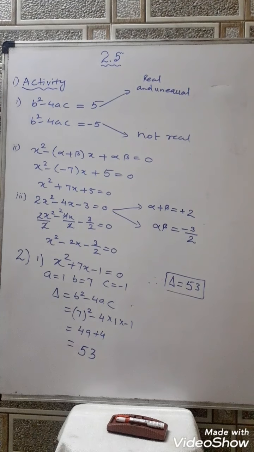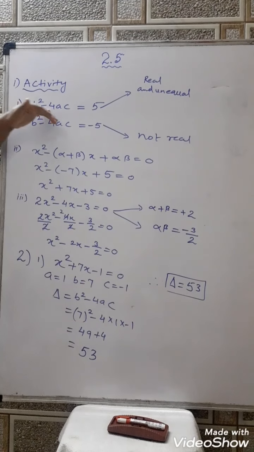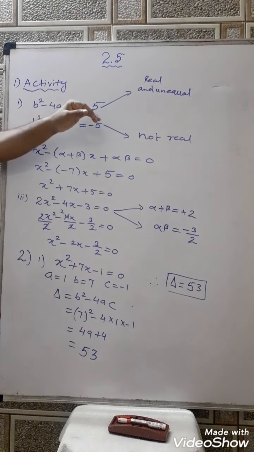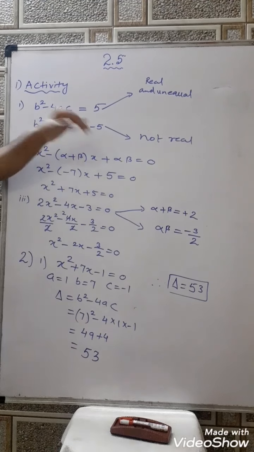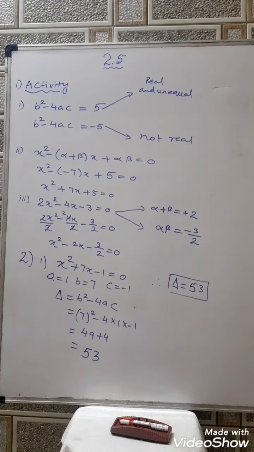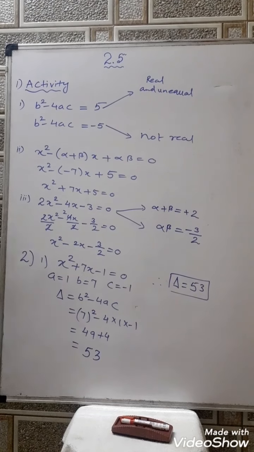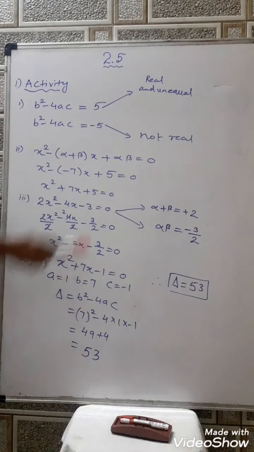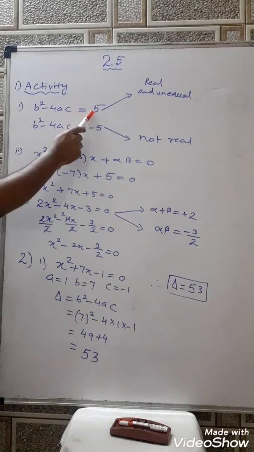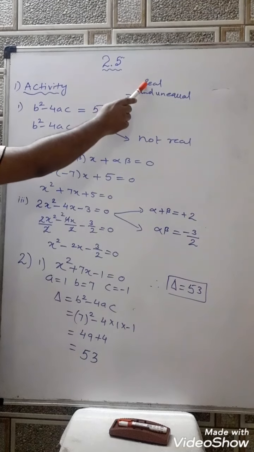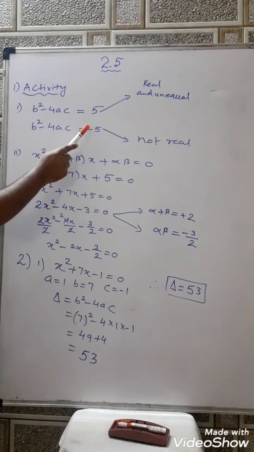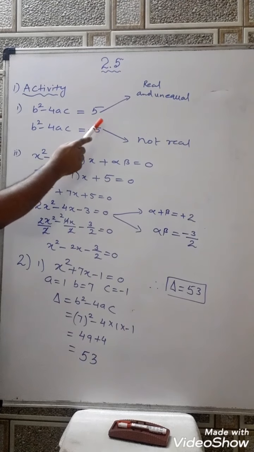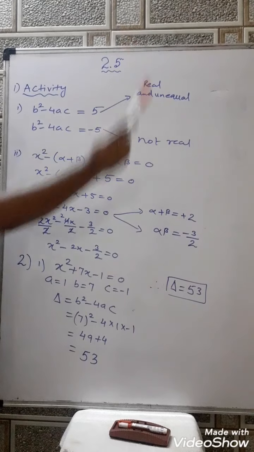Now our activity. The first one is given in the activity. Here it is given that b square minus 4ac is equal to 5, and b square minus 4ac equals minus 5. So what is the nature of the roots? It is 5, which is more than 0, so the roots are real and unequal. Here it is less than 0, minus 5, so the roots are not real.